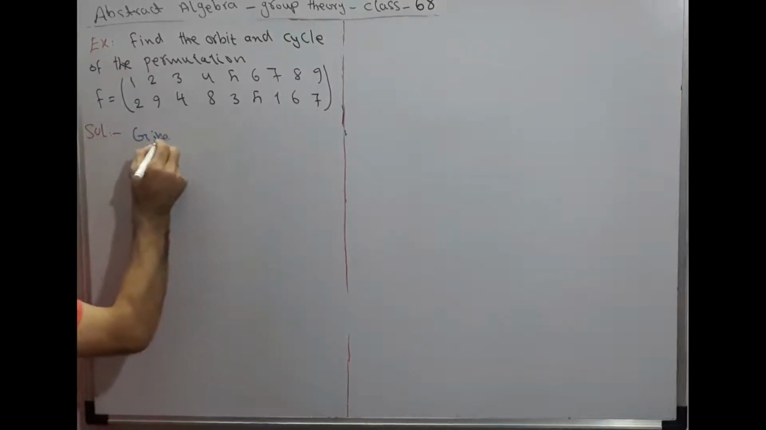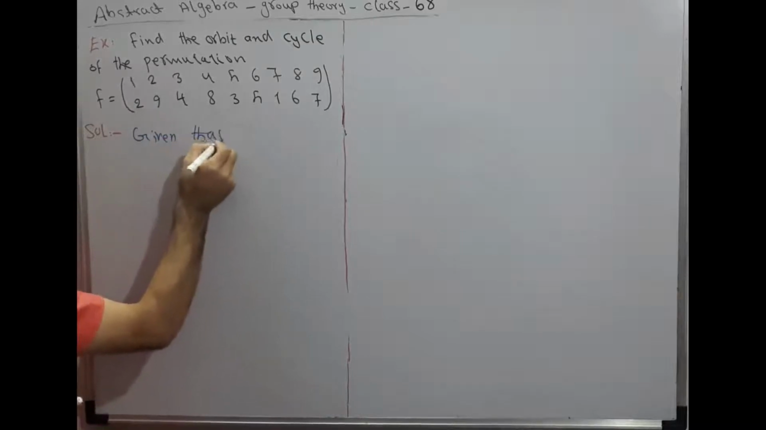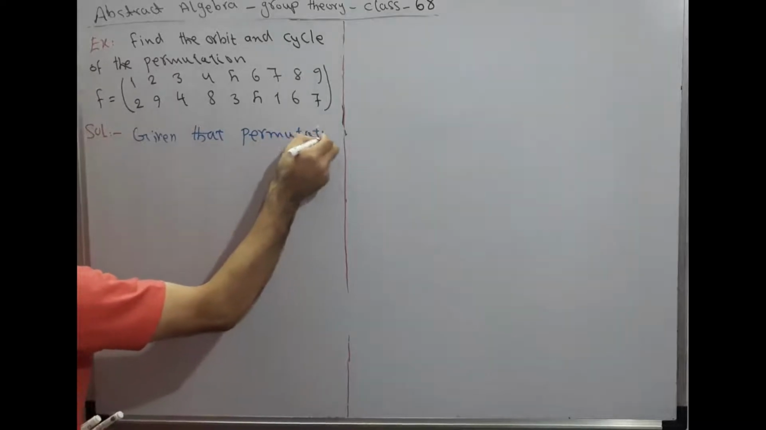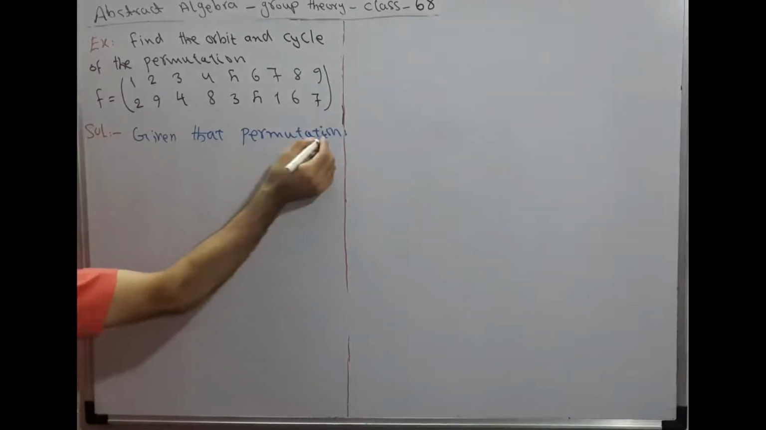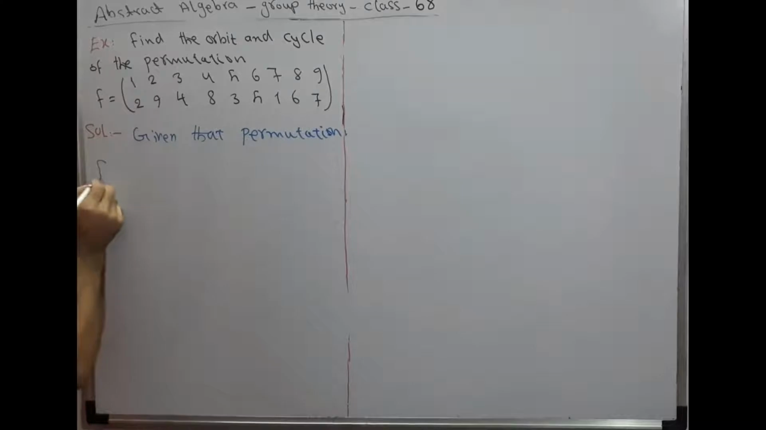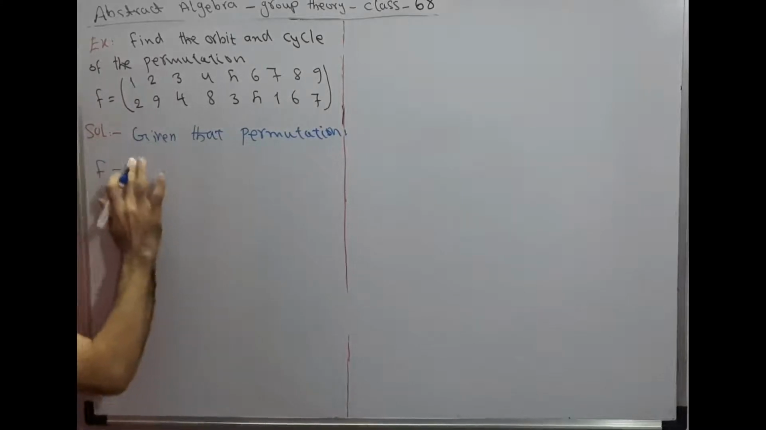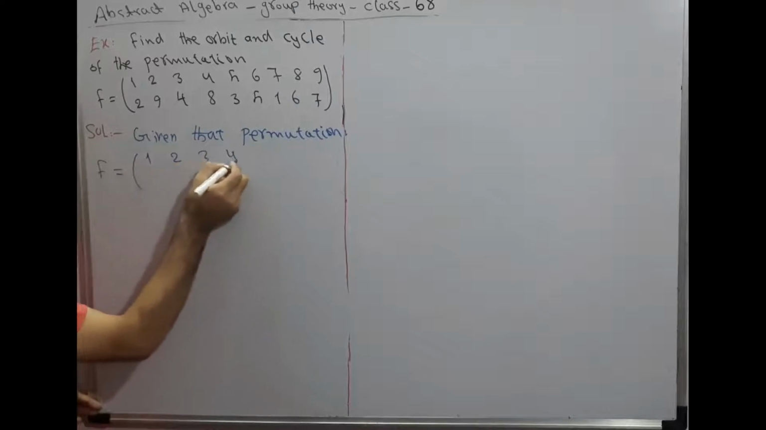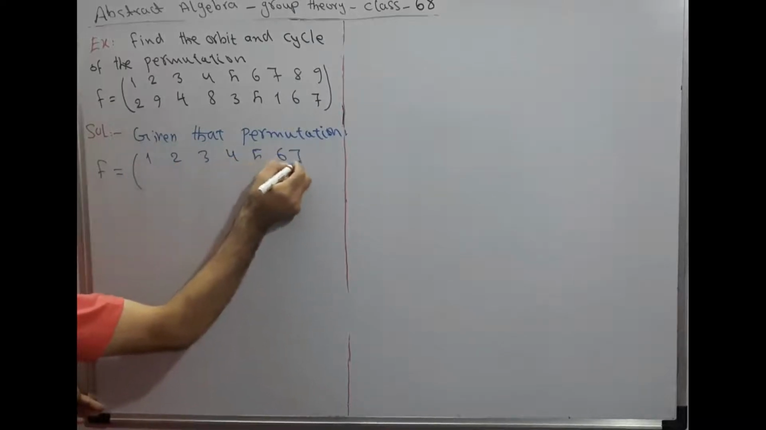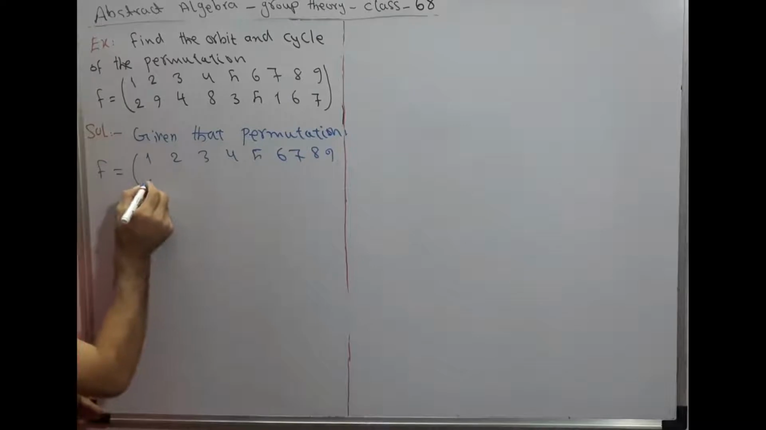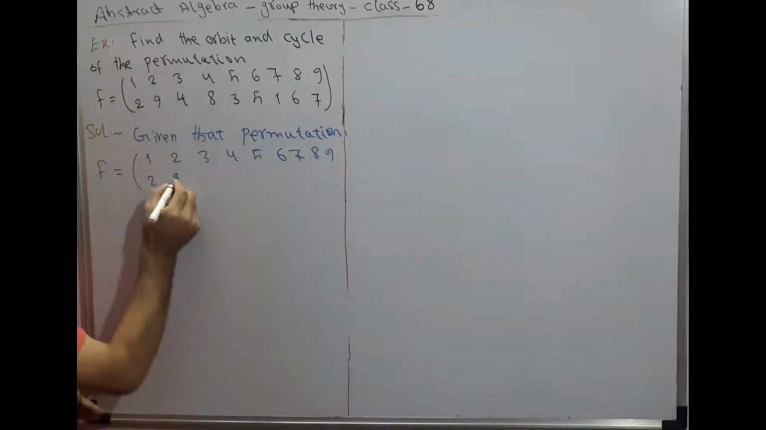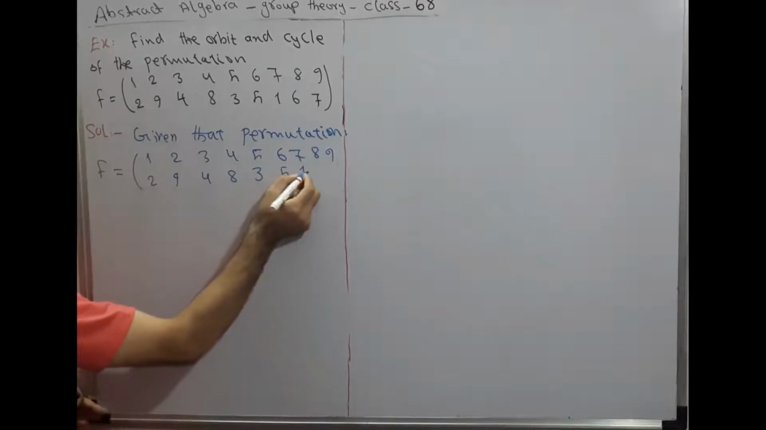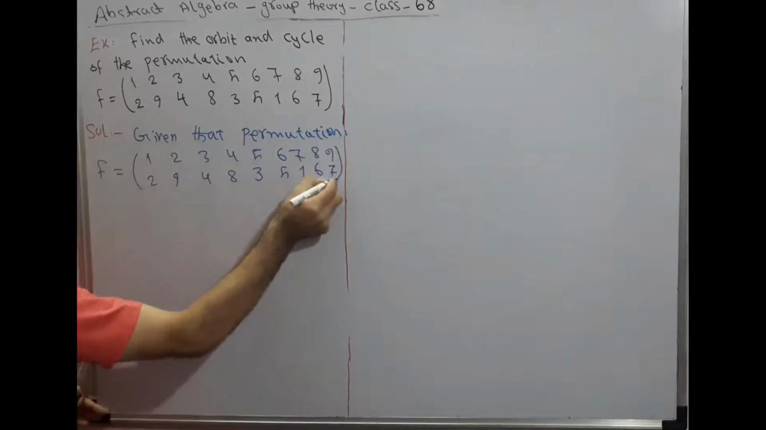Given that permutation f is equal to 1, 2, 3, 4, 5, 6, 7, 8, 9 mapped to 2, 9, 4, 8, 3, 5, 1, 6, 7.